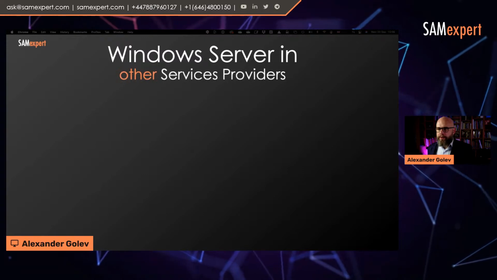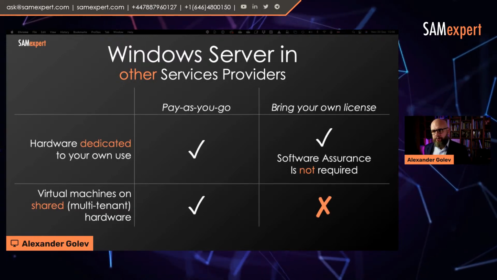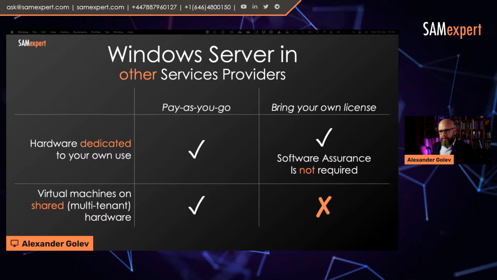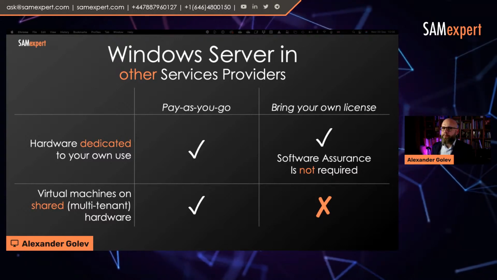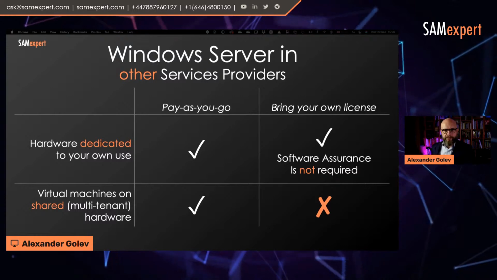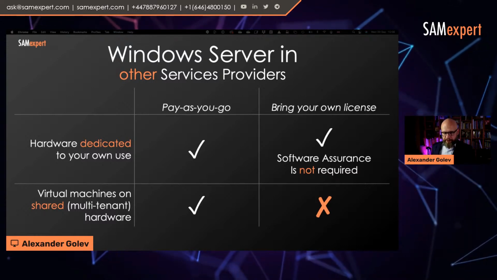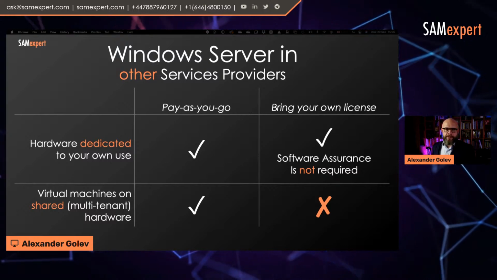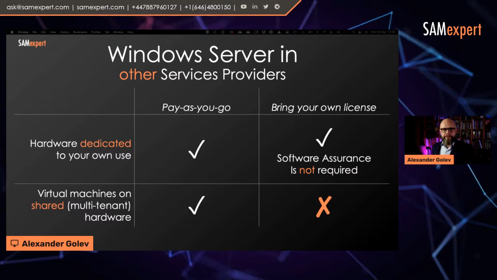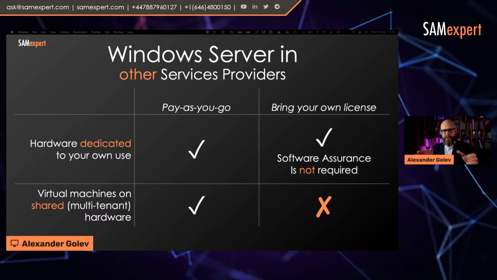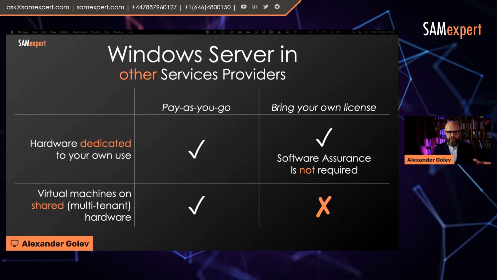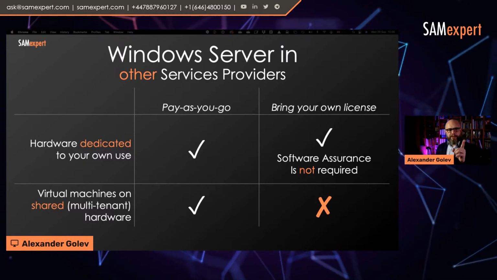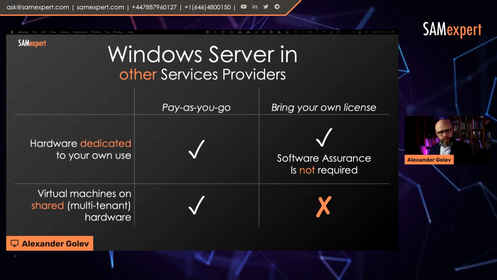What about Windows Server in other service providers, not Alibaba? So a bit more relaxed. So again, if it's shared multi-tenant, only pay as you go. No bring your own license. It's an additional expense. But if it's dedicated hardware, then in this case, it's a free-for-all. Do whatever you want, because dedicated hardware in the provider is treated as your own hardware, just as if it was on premises, with one exception, which we'll get to.